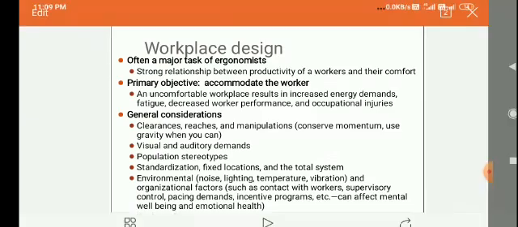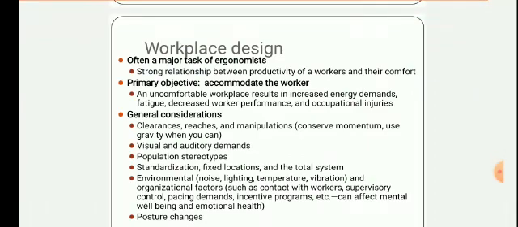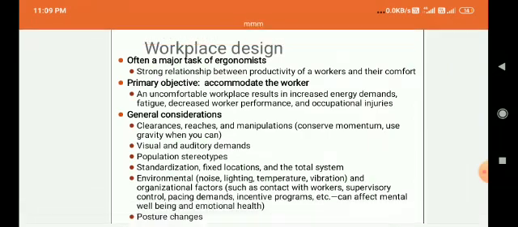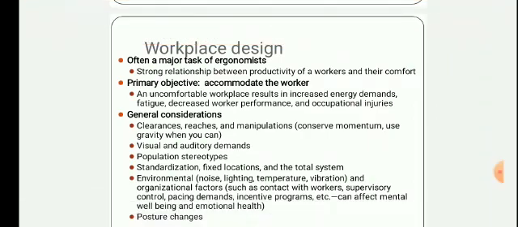Then standardized fixed locations in the total system. The total system working environment should be standardized. The location must be fixed. He or she should not jump from one place to another for doing the work. Then the environmental factors, that is the noise, lighting, temperature, vibration, and the organizational factors, that is the incentive programs, spacing demands, supervisory control, that condition the work. These all should be comfortable to the worker. Then posture changes. We should tell them to change the posture from their comfort zone.